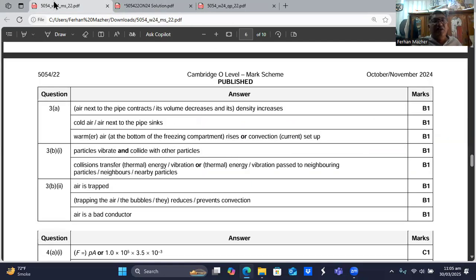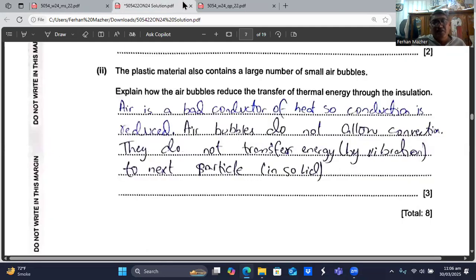This is a 3 mark question. 1 mark is for saying that air is trapped. Trapping the air in the bubbles reduces or prevents convection. And the third mark is for saying that air is a bad conductor. So you see, when the air is trapped inside a bubble, what happens? The air is a bad conductor, so no conduction will happen. And the air is trapped, so no convection currents can be created in that air.